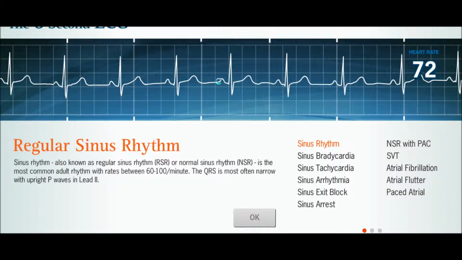Do we have a P wave followed by a QRS wave in every single instance? And that's correct, we do in this situation. The next thing you want to look at is whether the P waves and QRS complexes are evenly spaced. So in this situation, it looks like they're spaced.